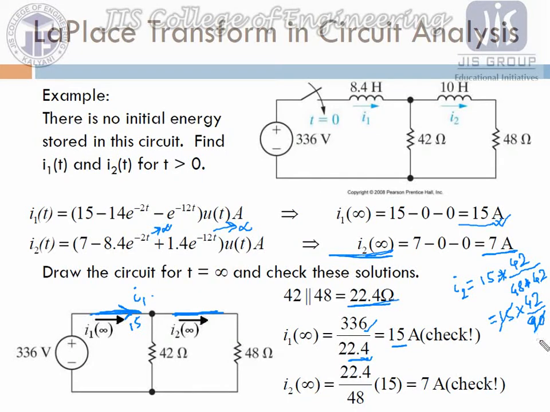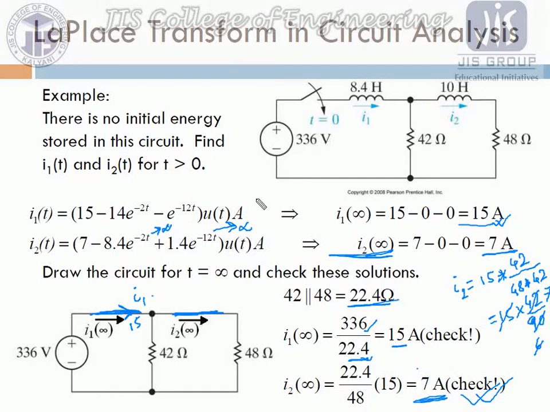15 times 6 is 90, and 6 times 7 is 42. So simply we can say that I2 is 7 ampere. Okay, so I2 is equal to 7 ampere. After getting this equation, one option is we can put t equals 0, and we can get the initial value of the current.